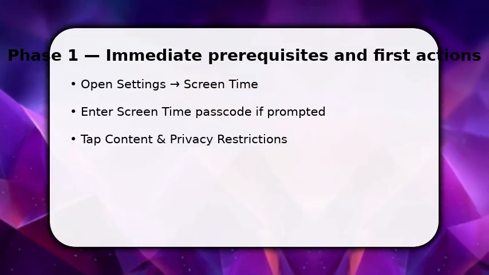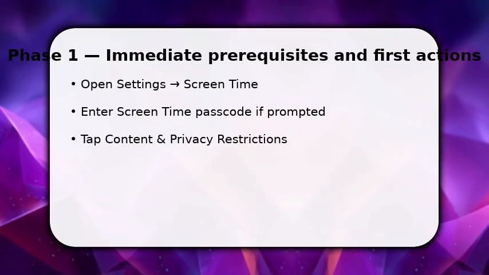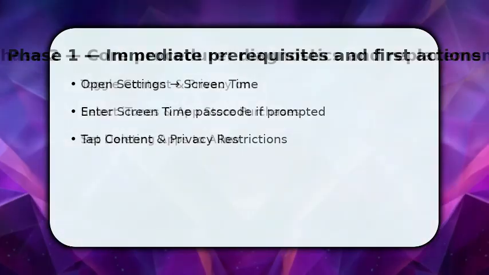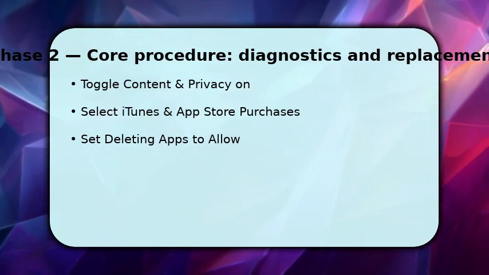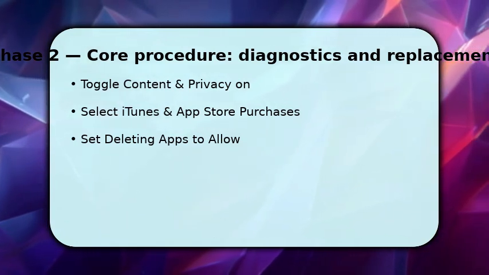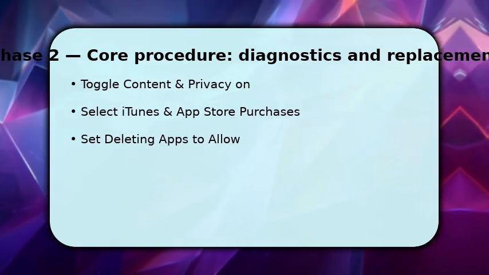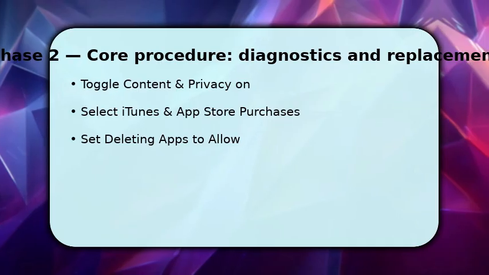This step locates the toggle that prevents app deletion and prepares you to change that control safely before attempting to delete any app. Now you navigate into iTunes and App Store purchases. This area controls installation and deletion. You set deleting apps to allow so you can remove apps. Choose allow rather than don't allow.